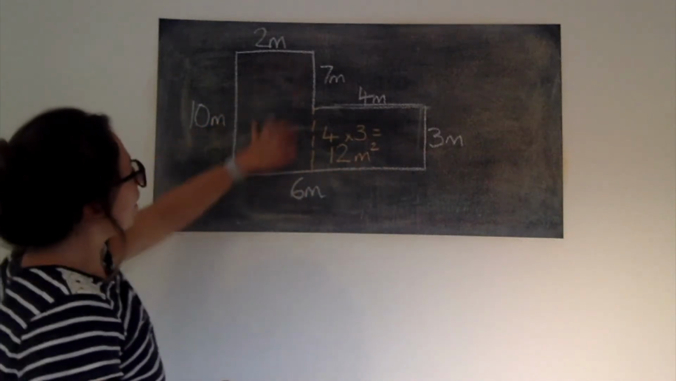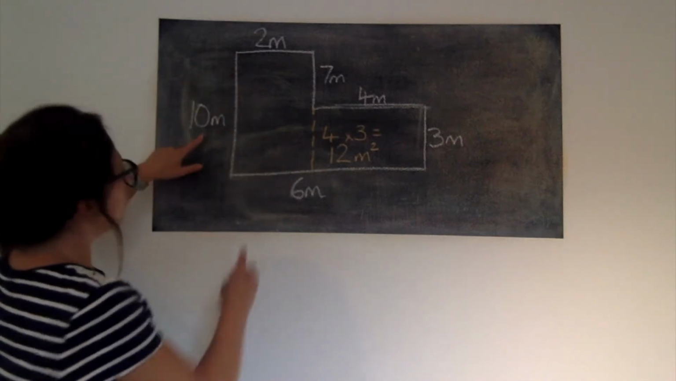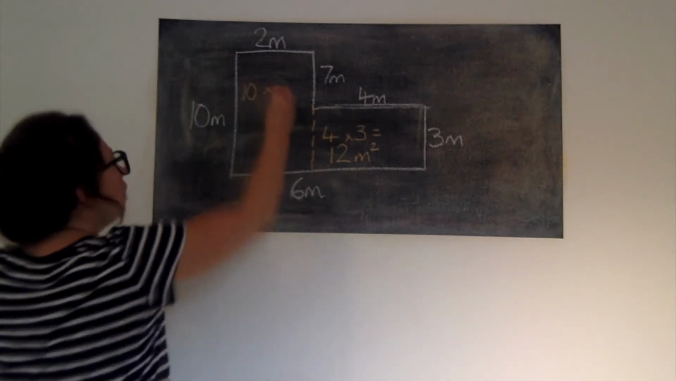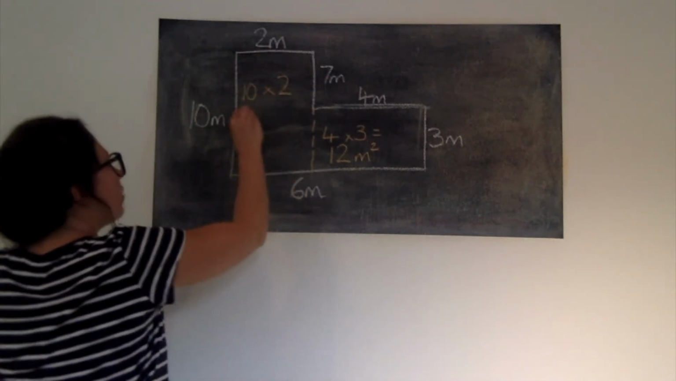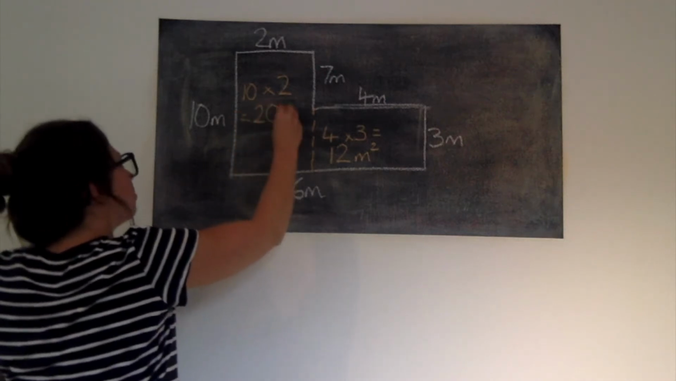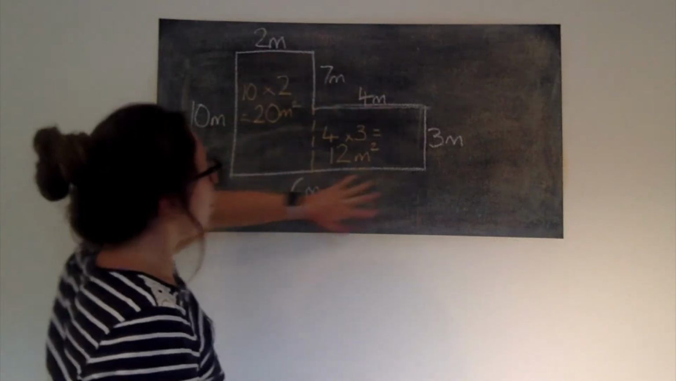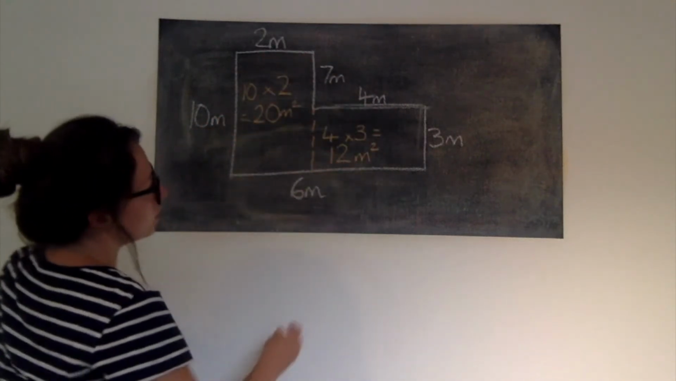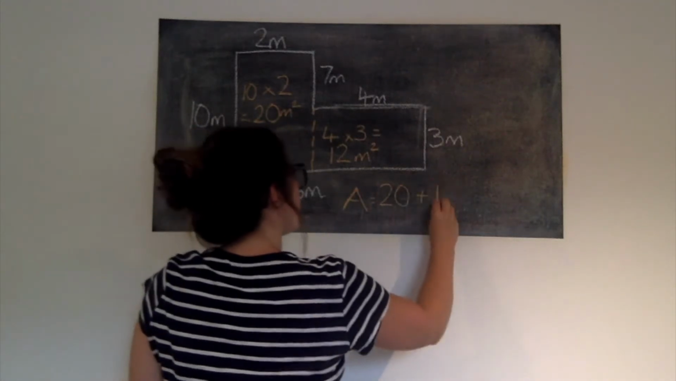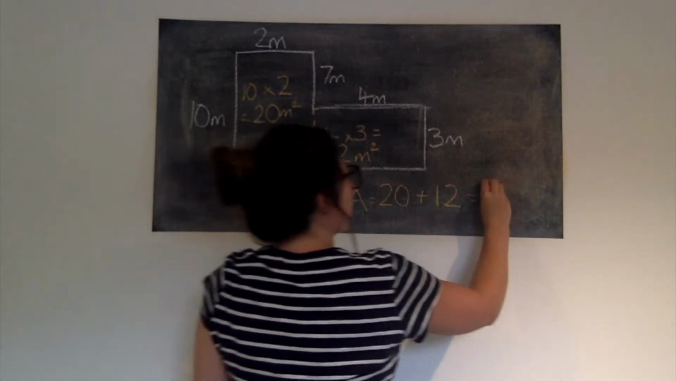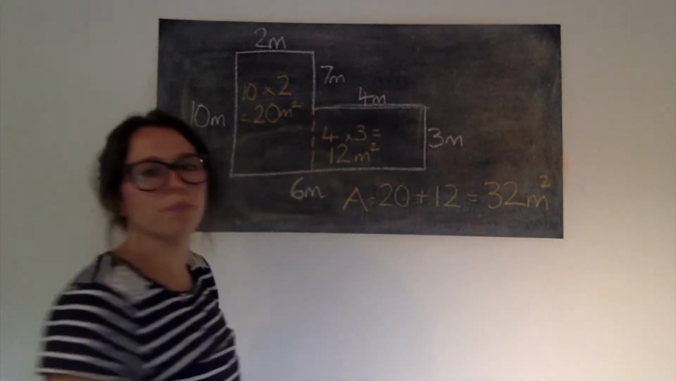Now I've got this rectangle. So to work out the area of this rectangle, I need the length, which is 10 metres, times by the width. Now the width is at the top here, which is 2 metres. So the area of this rectangle is 20 metres squared. I haven't finished though, because I wanted to know the area of the whole compound shape, so I need to add these two together. So the area equals 20 metres squared plus 12 metres squared. And that gives us the answer of 32 metres squared for my whole compound shape.